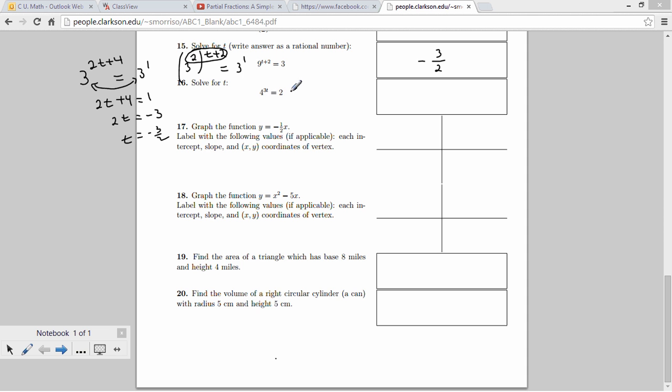16, also a common base exercise. 4 and 2 are exponentially connected. And so we've got 2 squared being the 4. And then that's being raised to the 3t power. And then on the right hand side, we have 2 to the first power again. And so that gives us 2 to the 6t equals 2 to the first. And again, the common base, so the exponents have to be equal. And so you should have ended up with an answer of 1/6 on that problem.